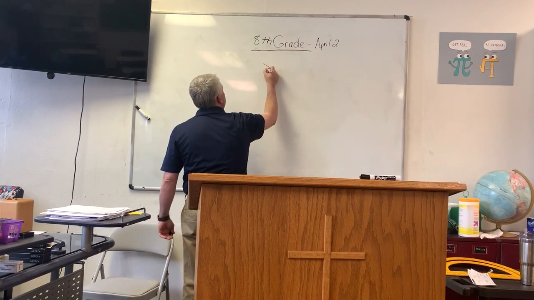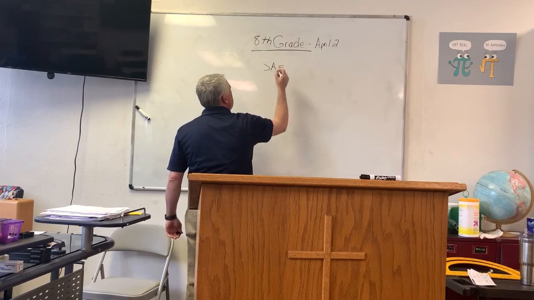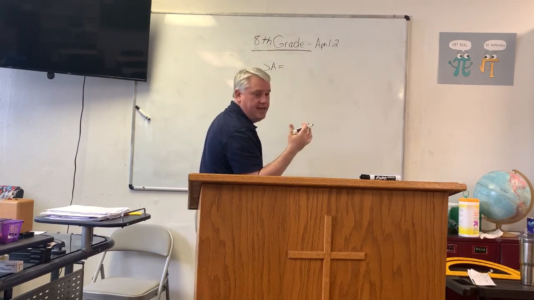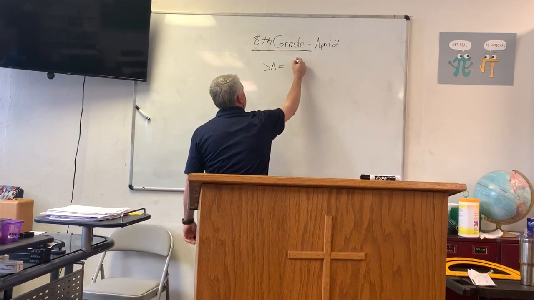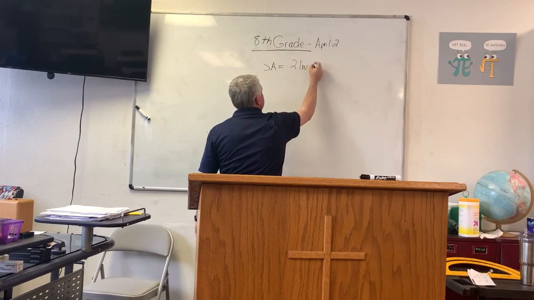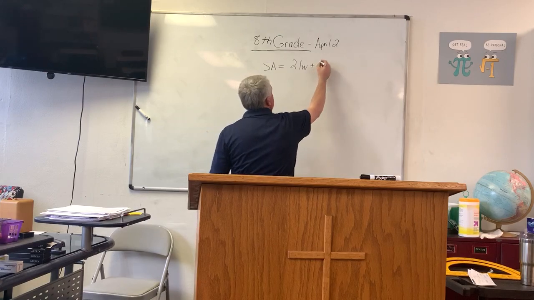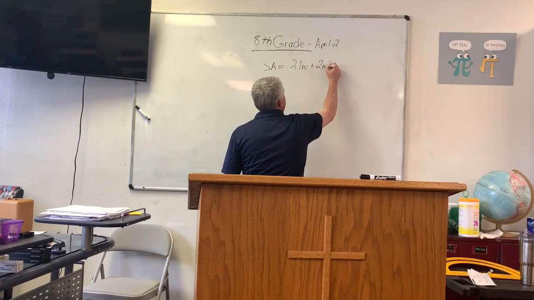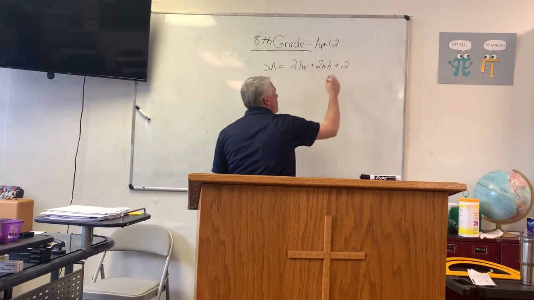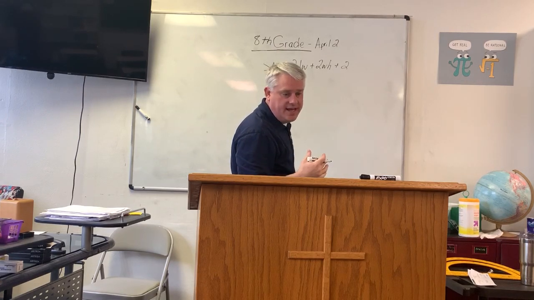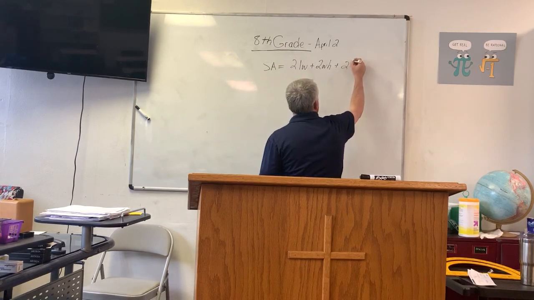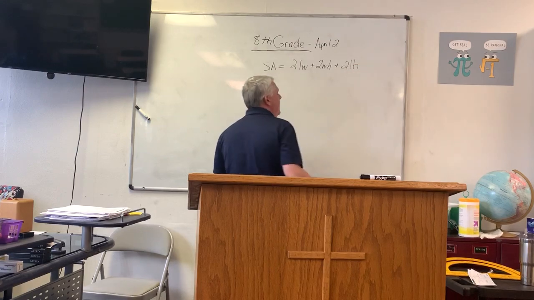Okay, we're talking about a rectangular prism here. Surface area equals 2 times the length times the width, plus 2 times the width times the height. And then again, the last part, 2 times the length times the height.